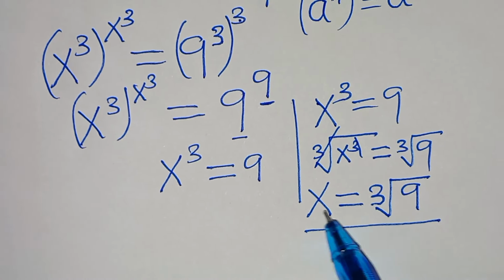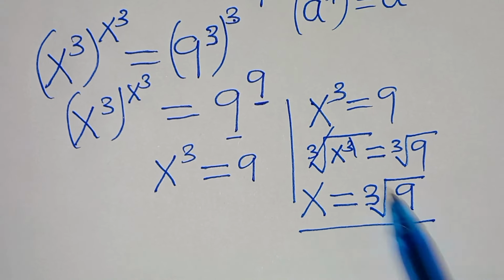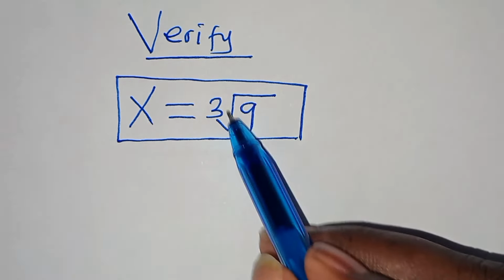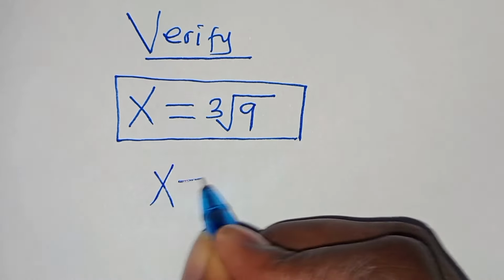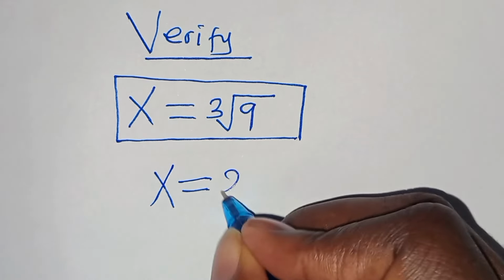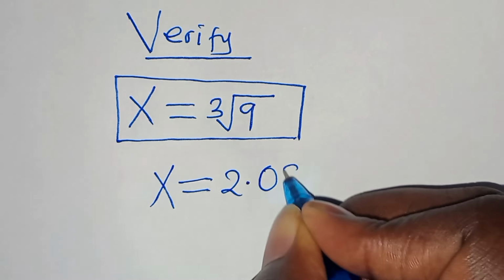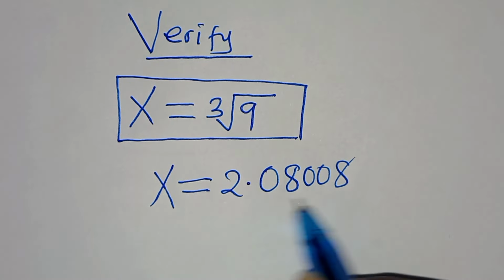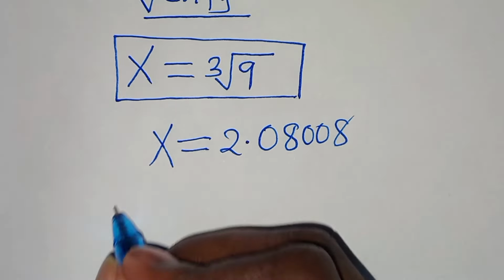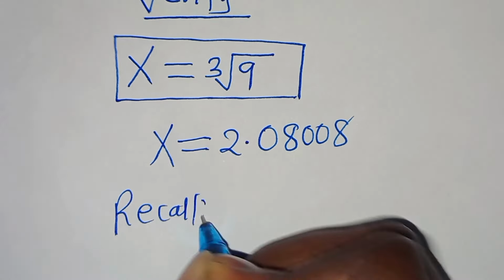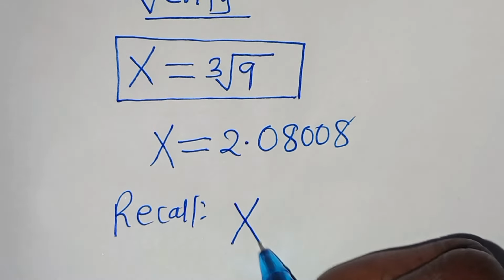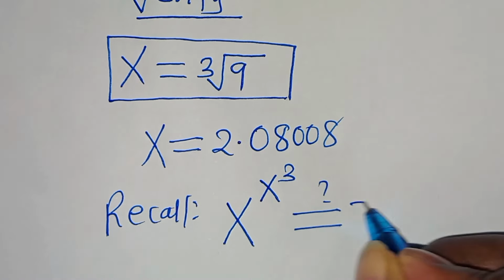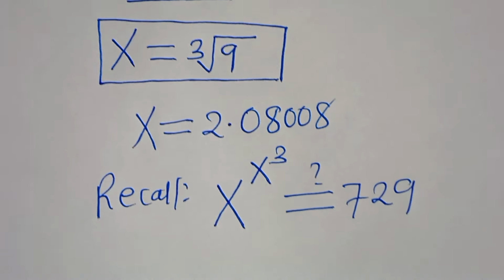So the next step is to verify that this value of x satisfies the equation. Now let's verify that x equal to the cube root of 9. This is the same thing as x equal to 2.08008. So this is the value of x. Now, if you recall, we have that x to the power of x to the power of 3. This should give us a value of 729.